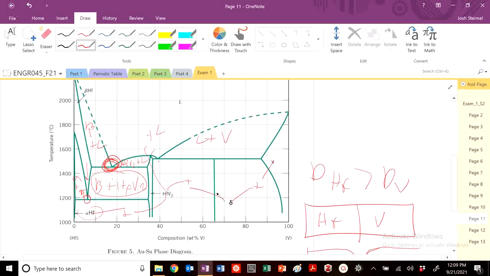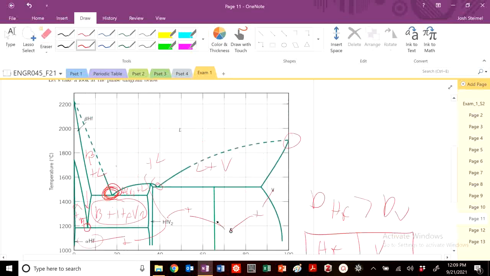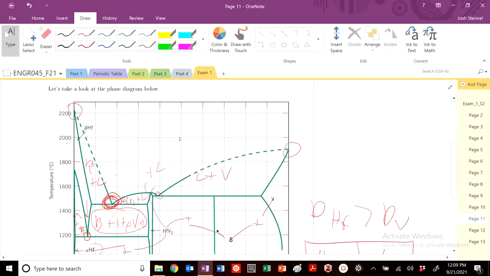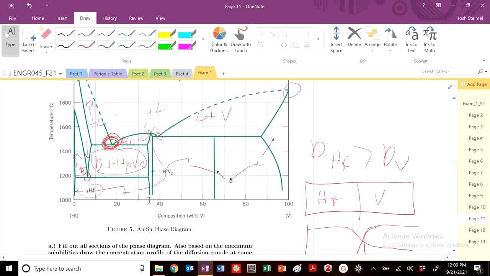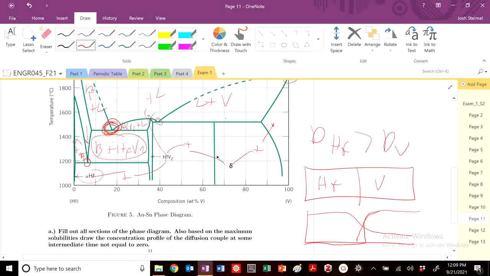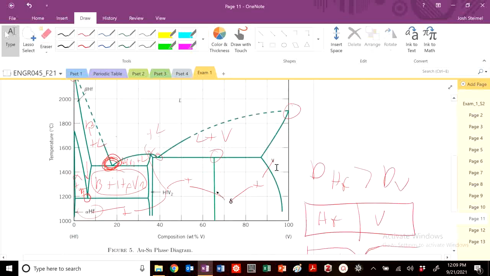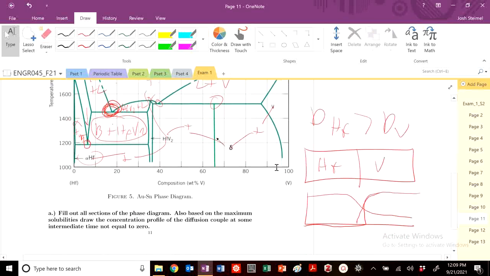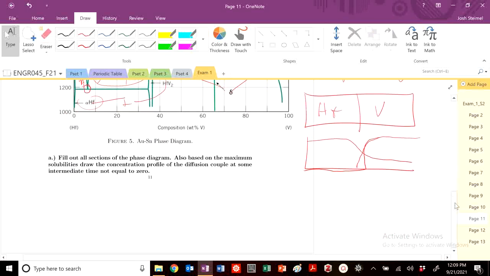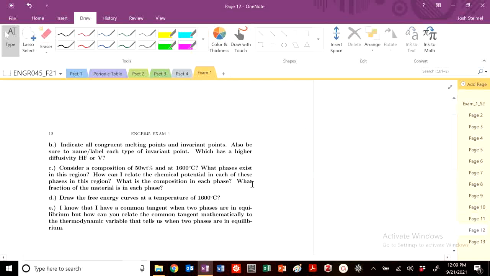If we look over here, we also have congruent melting points here. We have another congruent melting point right here. We also have another congruent melting point right here. This is liquid to a two-phase region, so that's another eutectic. And then finally, I have a liquid plus a solid phase to a new solid phase. That is going to be a peritectic. So liquid plus solid to a new solid phase. So there we go. Those are our points for our congruent melting points.